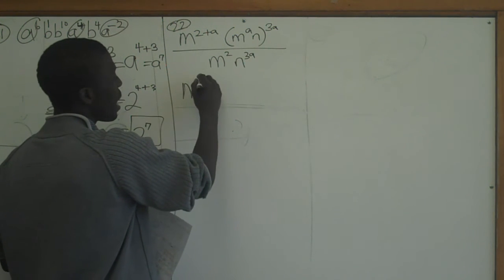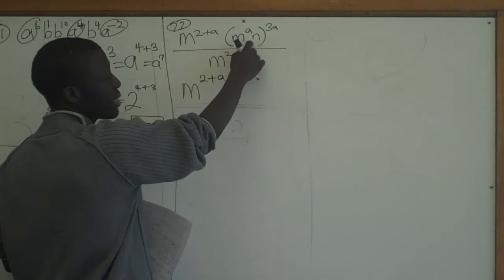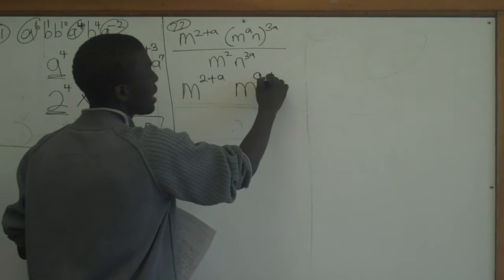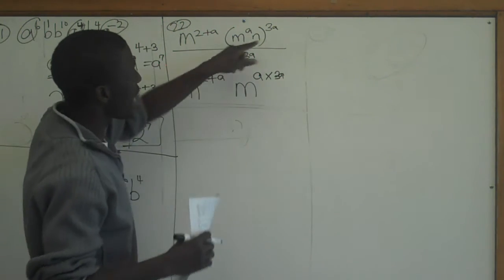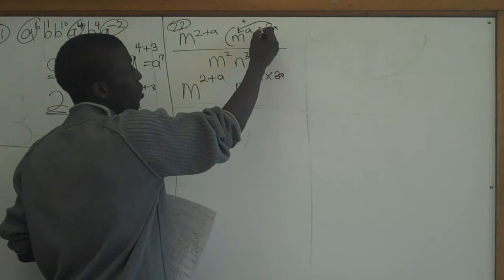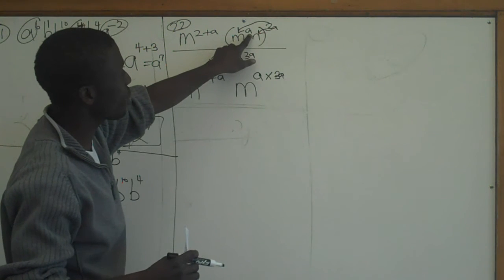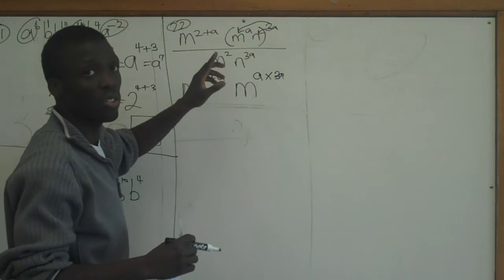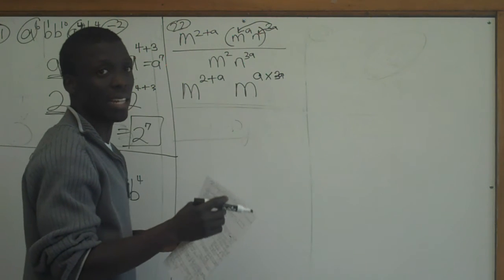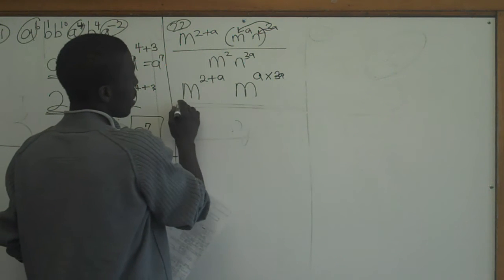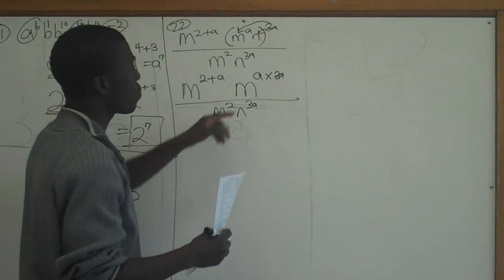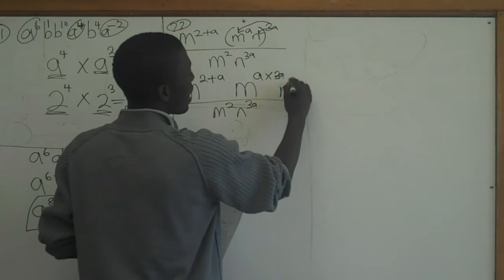So now you have m to the 2 plus a. This inside would become m to the a times 3a. That exponent goes in to both of them separately. So it goes to m to the power a, and it also goes to n. So it's m to the a times 3a, and we still have divided by m squared n to the 3a. And so at this point, we have our n to the 3a.